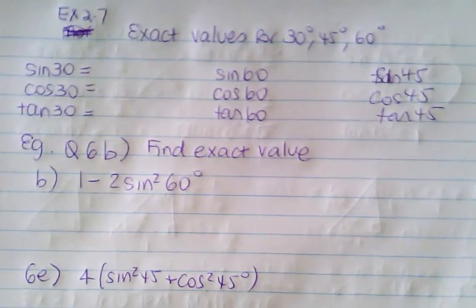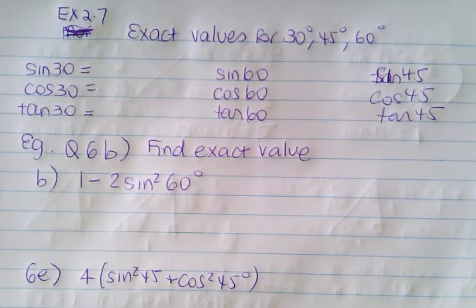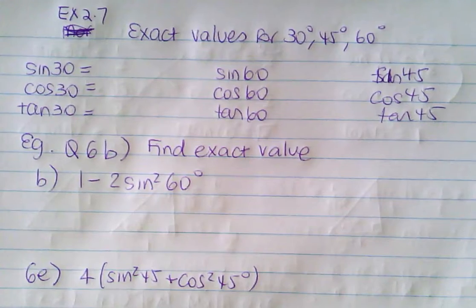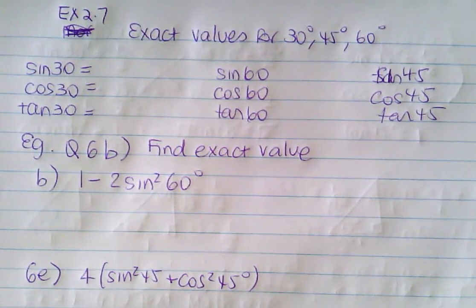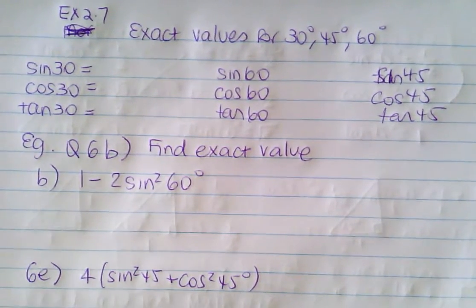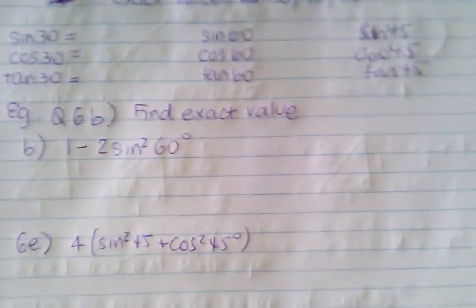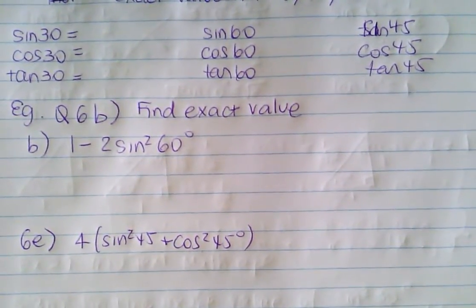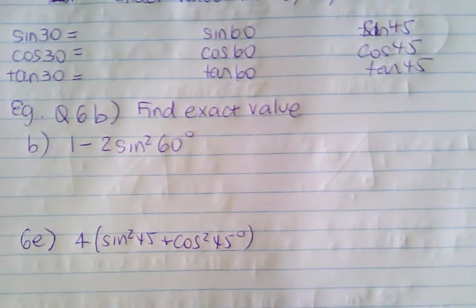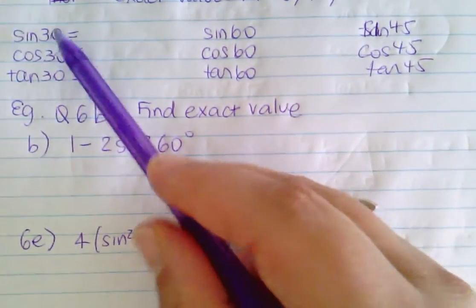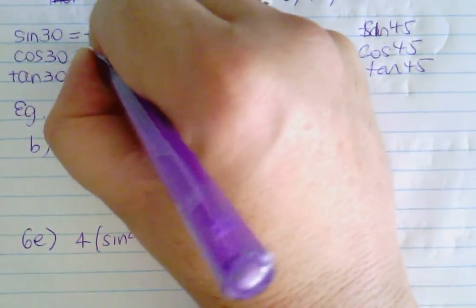Okay, we're just continuing with exact values for the trig ratios for 30, 45 and 60 degrees. So just recapping on what we did last lesson, sine 30. If you can try and remember that one, just try and remember that one. Sine 30 is a half, it's the nice one.